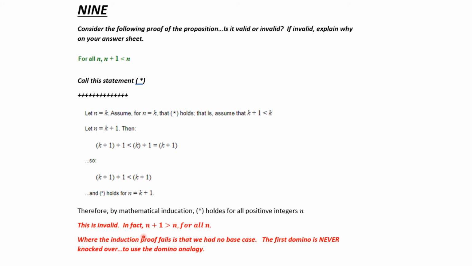Well, this is invalid. In fact, n plus 1 is bigger than n, not less than n, for all n. The induction proof fails because we did not have a base case. Normally you say, oh, is it true for 1 or 2 or 3? Some domino gets knocked over first. The first domino is never knocked over here, when I use the domino analogy. So you want to say something to that effect, but this was an invalid proof.